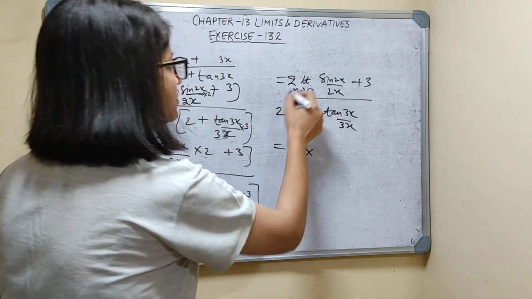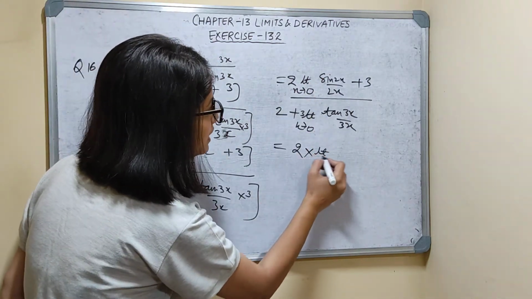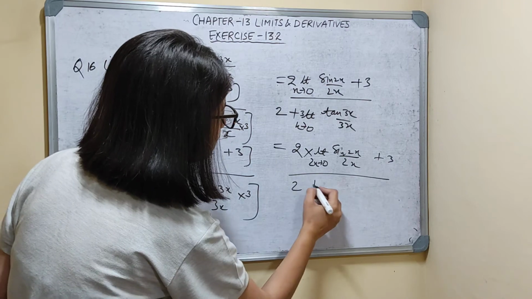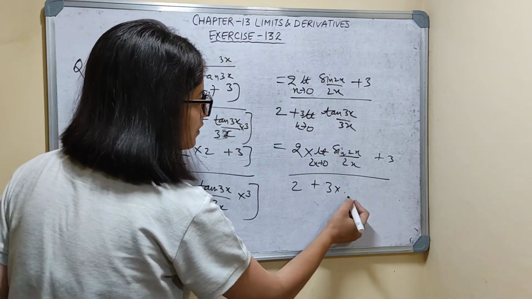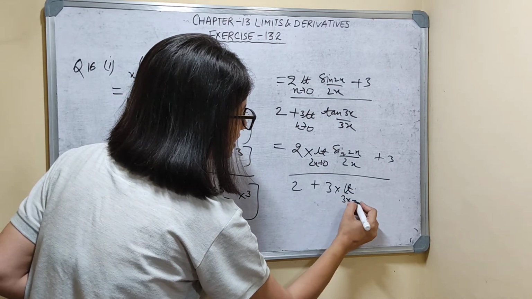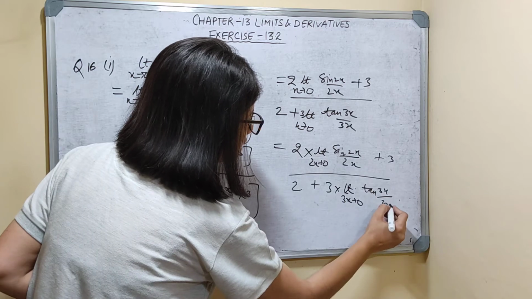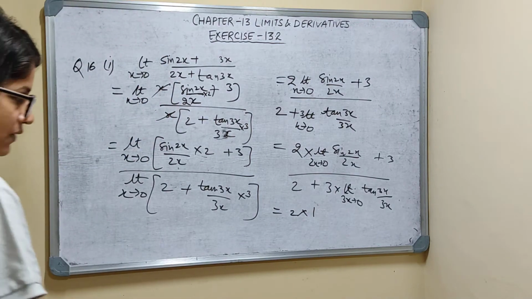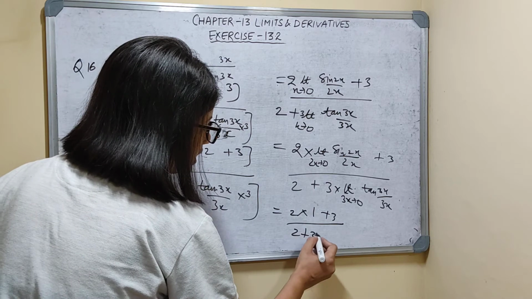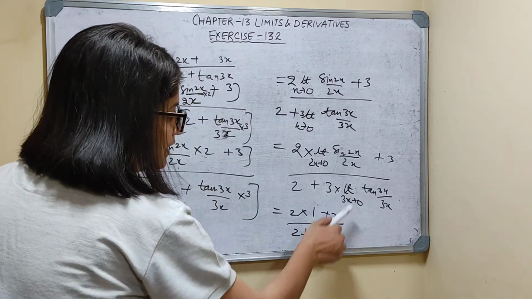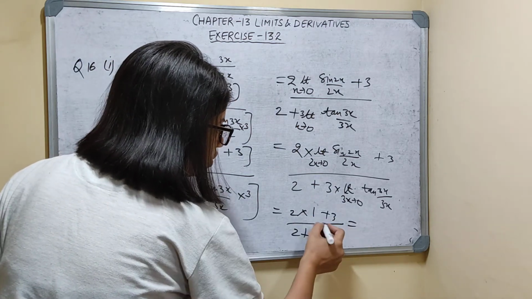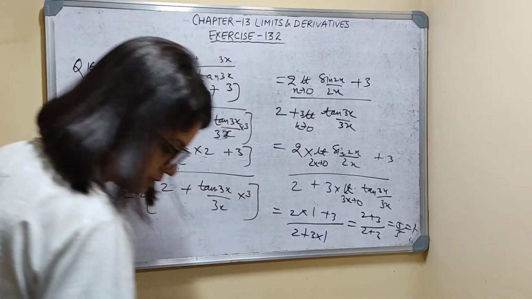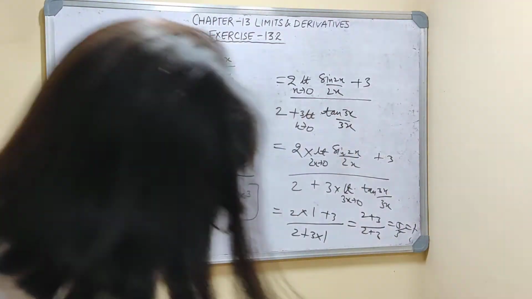So 2 limit x tends to 0 sin 2x by 2x. If x tends to 0, then 2x also tends to 0. Sin 2x upon 2x plus 3 upon 2 plus 3 into limit x tends to 0 tan 3x upon 3x. If x tends to 0, then 3x also tends to 0. So 2 into sin x by x, that is 1, plus 3 upon 2 plus 3 into tan x upon x, that is 1. So 2 into 1, 2 plus 3 upon 2 plus 3, 5 by 5, answer is 1. Now question number 16, second part.